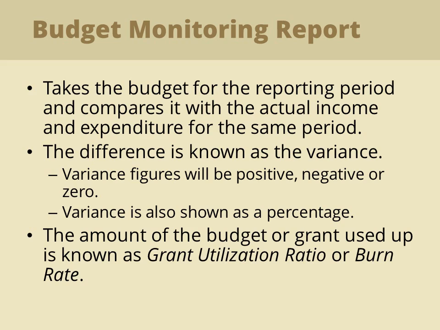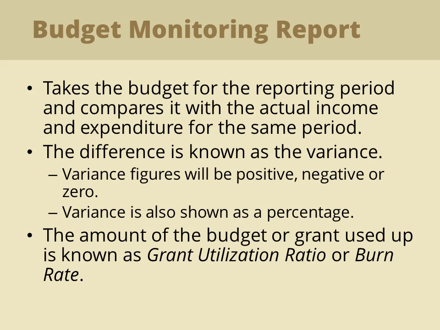The Budget Monitoring Report, also referred to as Budget Compared to Actual, takes the budget for the reporting period and compares that with the actual income and expenditure for the same period. The difference between the budget and the actual result is known as the variance, which can tell us a lot about what is happening in a project.